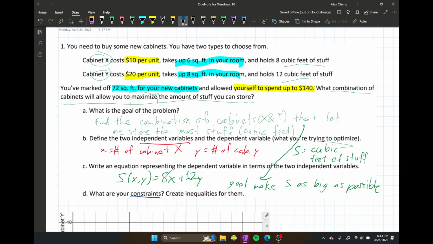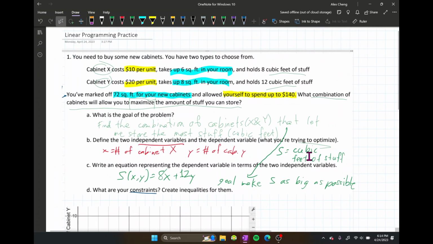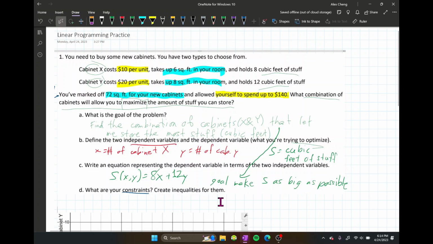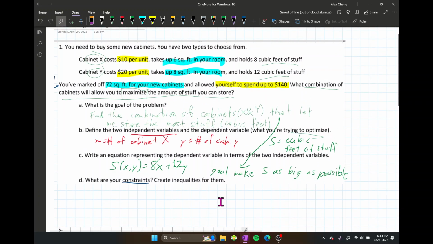They're kind of hidden in the problem. I didn't just say straight up, there are your constraints, but your constraints are actually in this first sentence right here. So I'll give myself a little bit more space here before we get to our graph. We marked off only so much square feet for our cabinets, so we cannot go over that amount of square footage. So the way I could write that is for one constraint, the space they take up, like so.